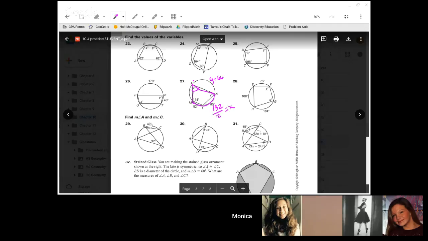You're welcome. So that's for 27. 28, you'll work in a similar way. So take a look at that and see if you can figure that one out now, seeing how to work 27, okay?